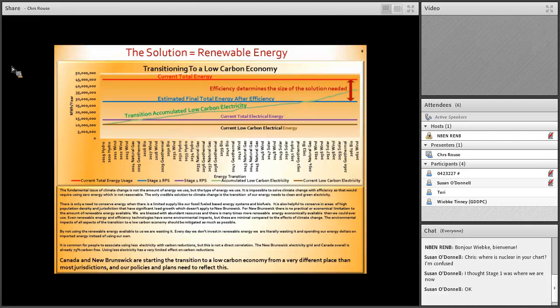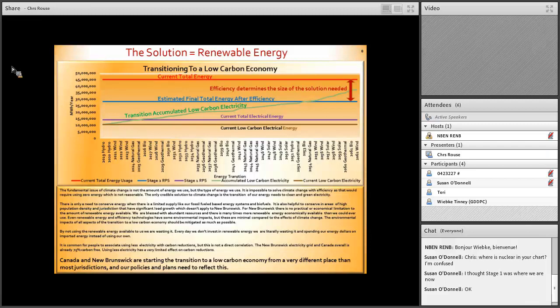We look at the top red line, that's our current total energy use converted to megawatt hours per year. I got that from the Department of Energy, I think it was a few years ago, but that's our current total energy use, not just electricity, but all of our energy in New Brunswick. We look at the very bottom line, the brown line there, that's our current low carbon electrical energy. And then the purple line is our current total electrical energy. So we can see that a very small part of it actually has any carbon in it.